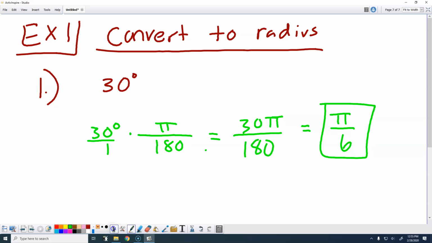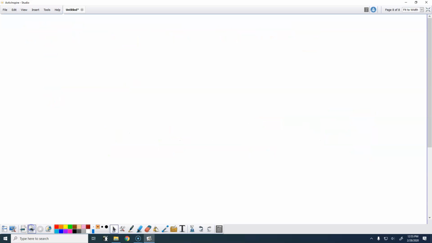So let's do another one real quick, but this time I'll let you guys do a little bit of the work. So number 2. Let's do a weird angle that's not on the unit circle this time. 99 or 57? What do you think? I'm going to go with 99. Let's do 99.